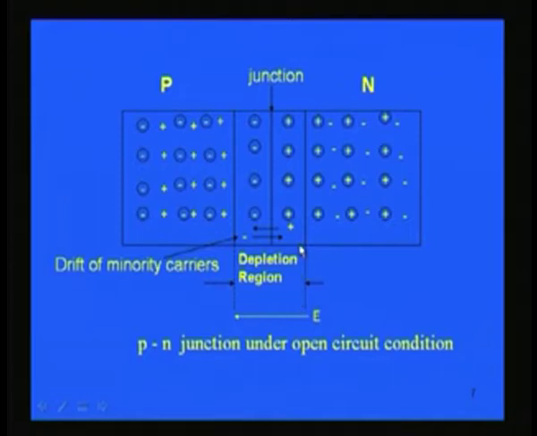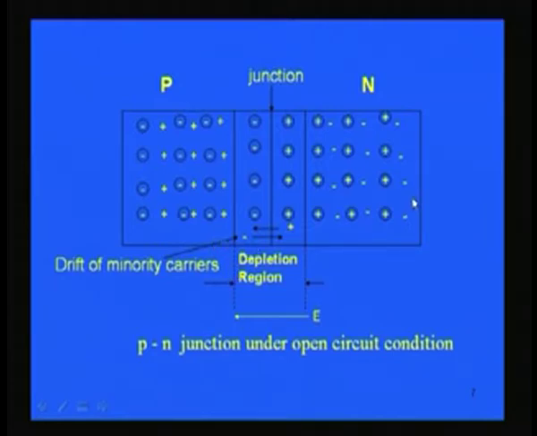So, because of this field being produced, there will be drift of these minority carriers, and due to the drift of these minority carriers, a current will be flowing. The direction of this current is just opposite to the direction of the diffusion current. Because of diffusion the current was from left to right, and because of drift the current is from right to left.